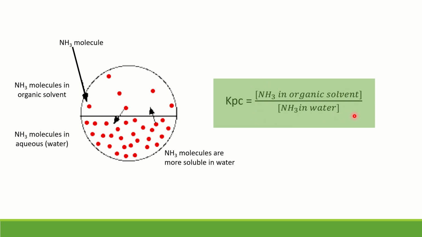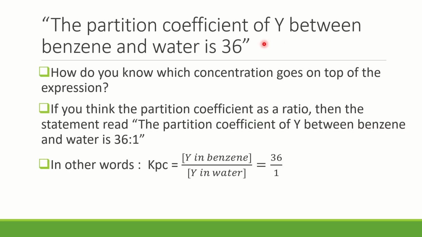Now you will ask, teacher, how do I know which one goes on top and which one goes below? Here is an example. The partition coefficient of Y between benzene and water is 36. Remember, partition coefficient is a ratio. So if you change this sentence in terms of a ratio, it will read: the partition coefficient of Y between benzene and water is 36:1. This 36 belongs to benzene, and the value for water is 1.